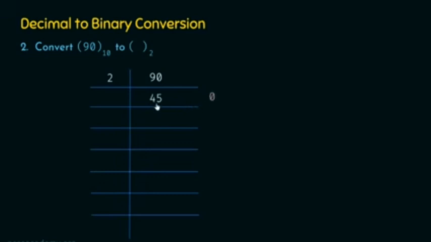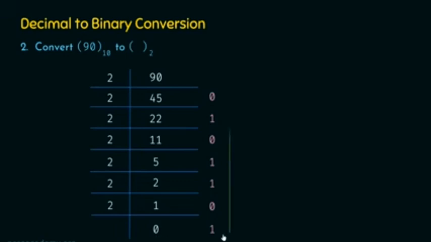Now we need to divide 45 by 2. We will get 22 as the quotient and 1 as the remainder. Now we need to divide 22 by 2. We will get 11 as the quotient and 0 as the remainder. Now we need to divide 11 by 2. We will get 5 as the quotient and 1 as the remainder. In the same way, we will get the other numbers as well. You can check this on your own. As soon as we get 0 as a quotient, we need to stop immediately.